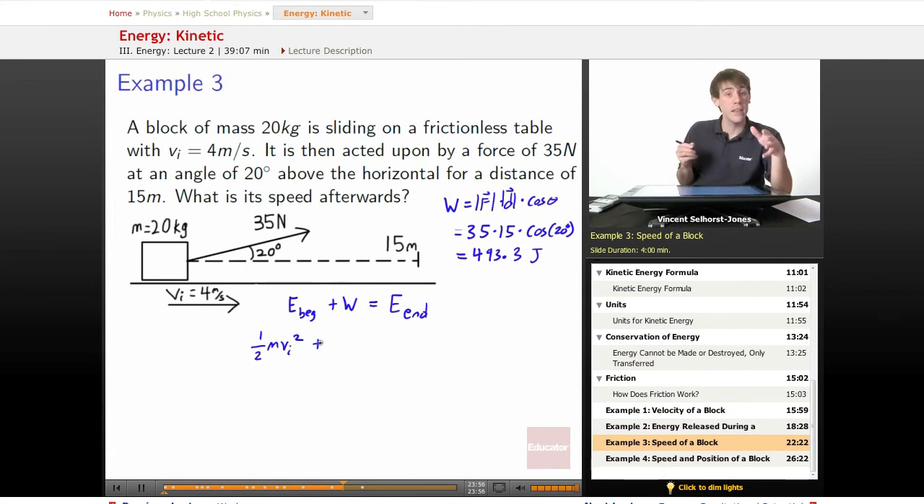We put work into the system. We continue to accelerate it. So the environment acted upon the object, not the object losing energy to the environment. If that's the case, that means 1/2 m v_i squared plus work. How much work? 493.3 joules is equal to the energy at the end, 1/2 m v_final squared. And I'm cheating a little bit. These should really be magnitudes, because we're talking about the speed.